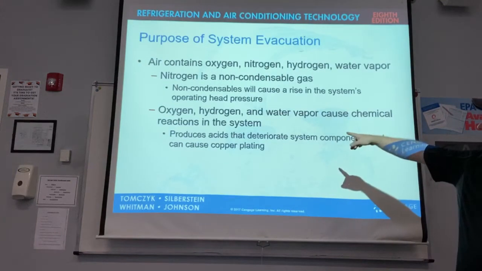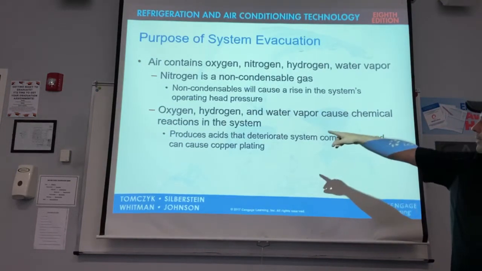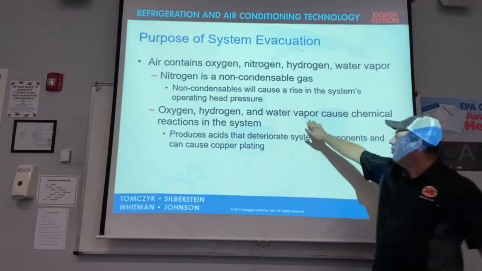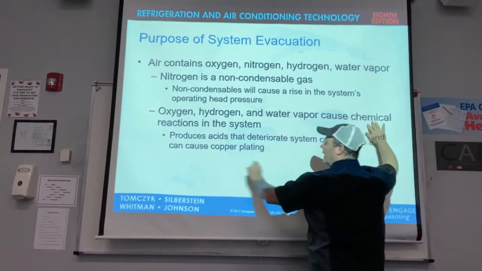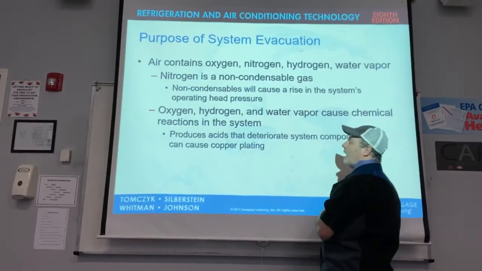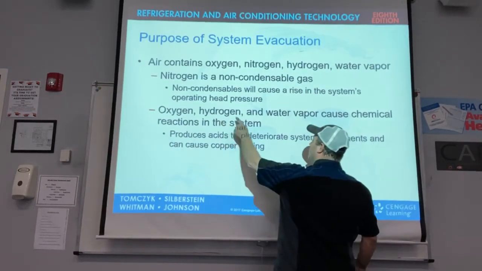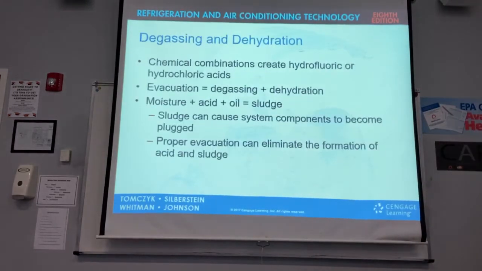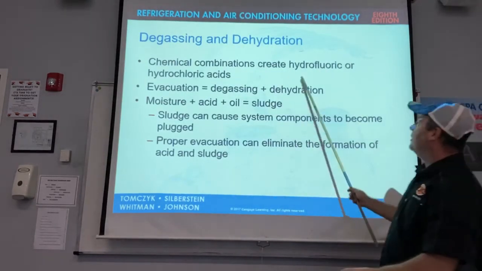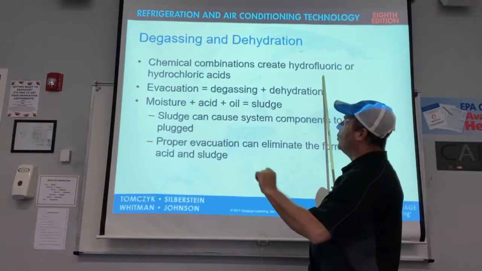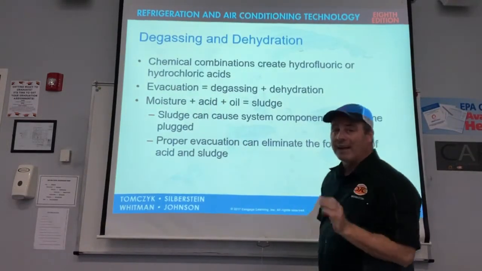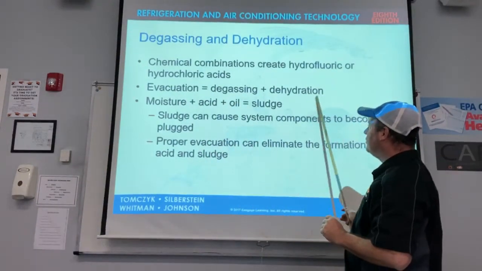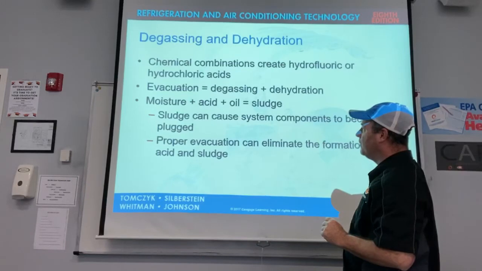Oxygen, hydrogen, and water vapor have a chemical reaction in the system which produces acid. Acids deteriorate the system components, including copper. So what do we know so far? Chemical combinations create hydrofluoric and hydrochloric acids in the system. Evacuation is degassing plus dehydration.